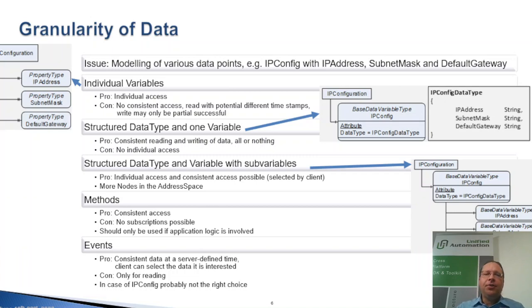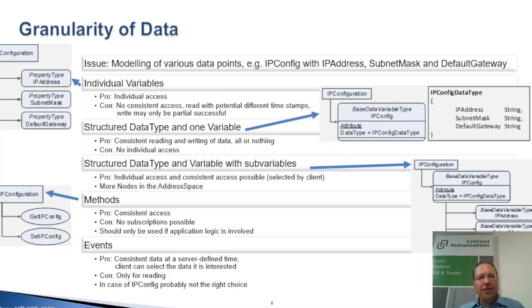In general, you can also use methods to access the consistent set of data. In this example here, you have a get IP configuration and set IP configuration method. In general with methods, you can just call them. So if you want to subscribe to something, it's not possible. You need to call the method all the time. So in this example here, it probably doesn't make too much sense.